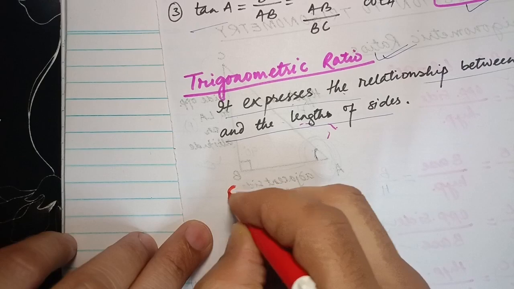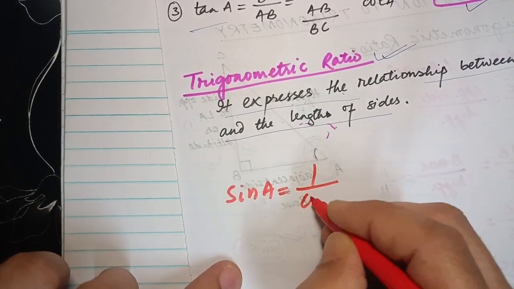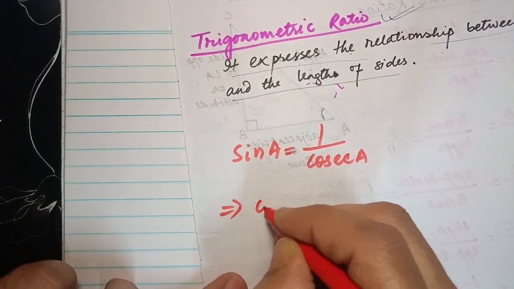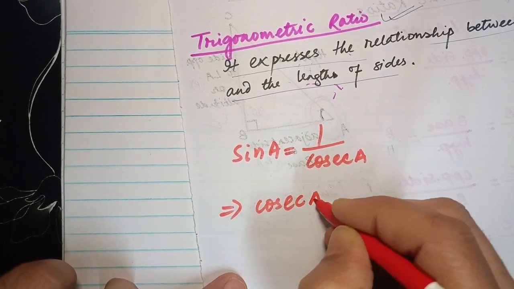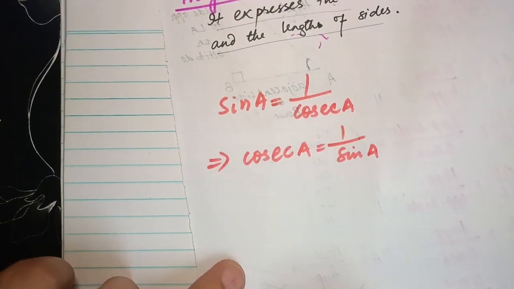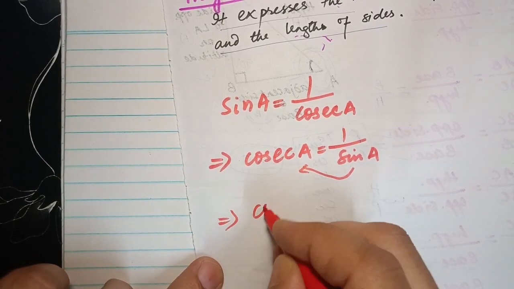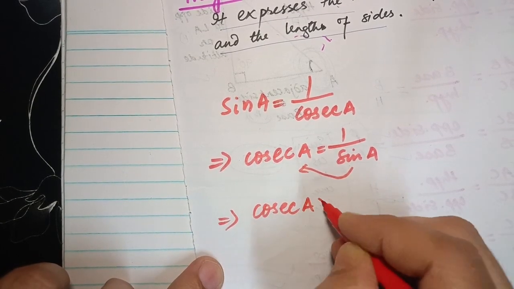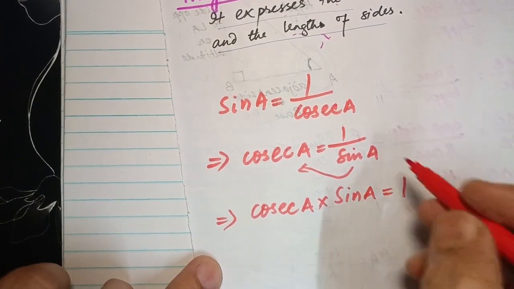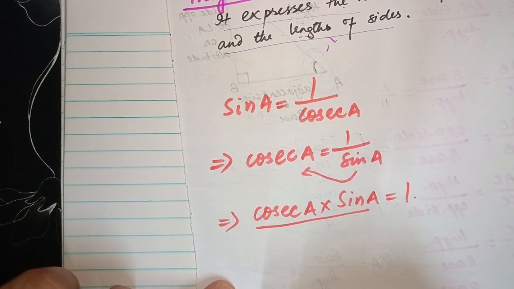As I have told you, sine of A means 1 by cosec. You can also write it as cosec A can be written as 1 by sine A. If you take this sine to the left hand side, then cosec A into sine A will give you 1.